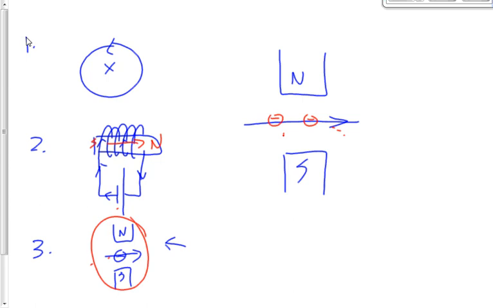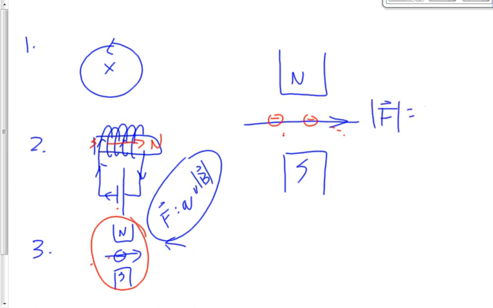Now, we can describe this force by QVB. We can also describe that force by mv squared over r. We can also describe that force by Fc equals Fm because the particles go in a circle. This one we're going to describe by another equation. F is equal to ILB. This force is not the force on the individual particles. That would still be QVB. This force is the force on the wire itself.